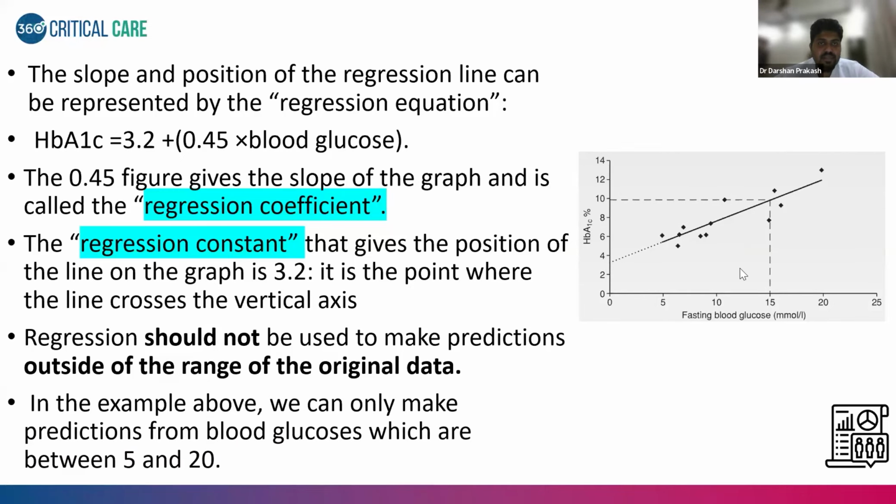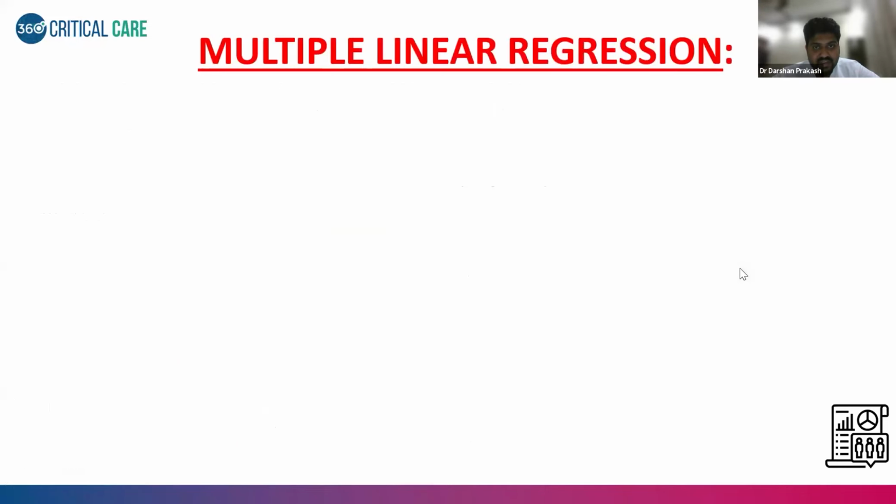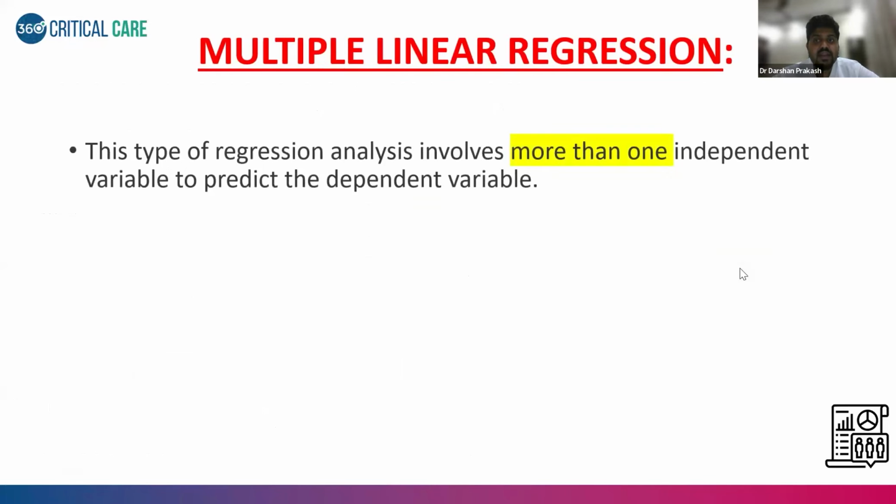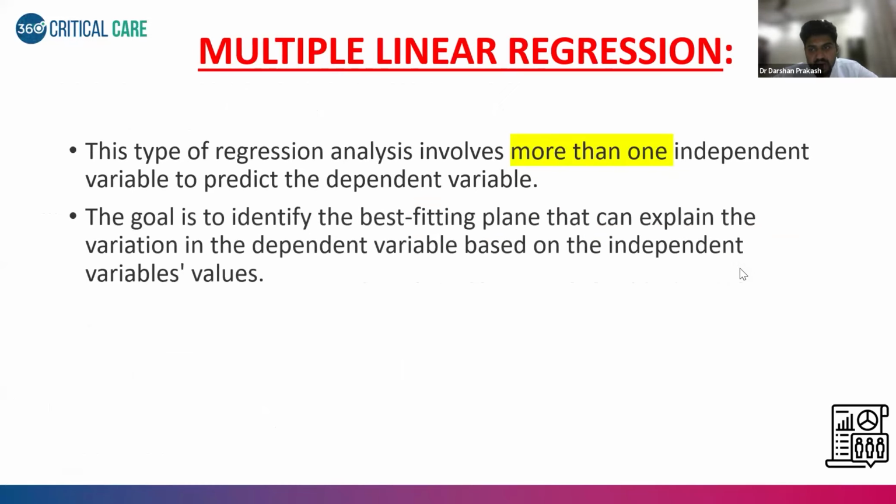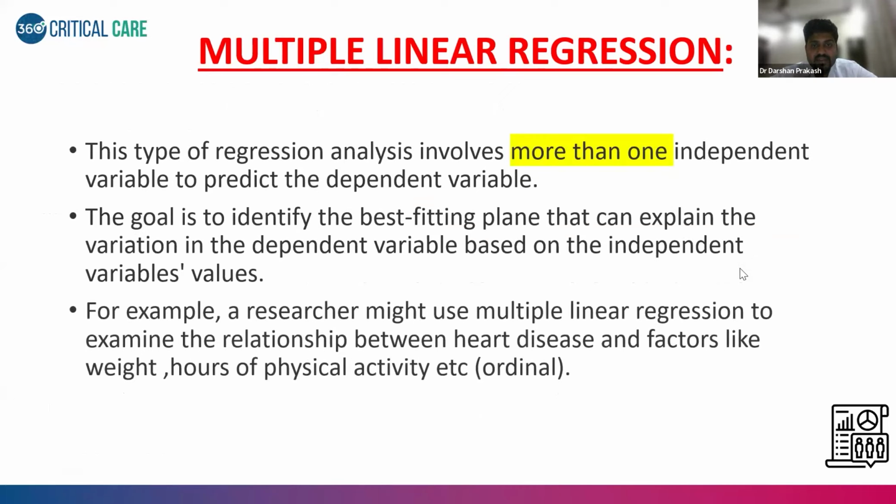What is multiple linear regression? It is the type of regression analysis that involves more than one independent variable. Here we saw only fasting blood glucose and HbA1c. What if we add weight or any other thing along with this, or a probable comorbidity like dyslipidemia? If you have multiple things, how do they turn out? For example, if a researcher wants to use multilinear regression to examine the relationship with heart disease, he can take factors like weight, hours of physical activity, etc.